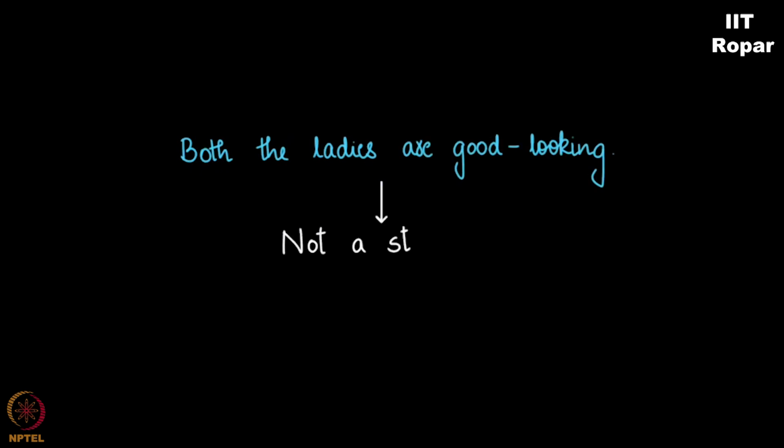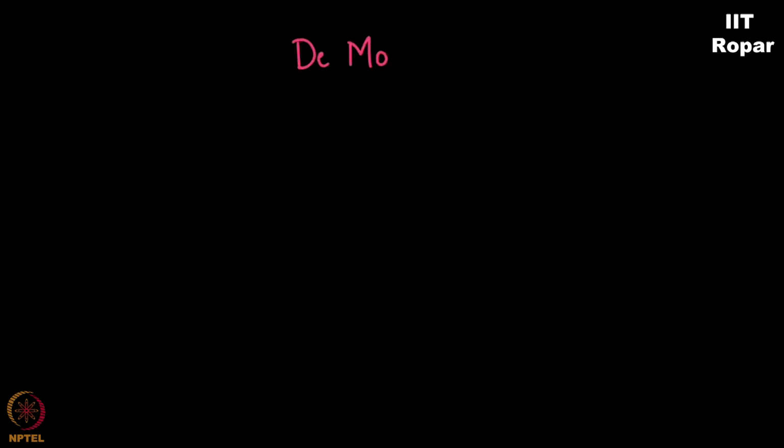You would have observed that the example which I gave to explain this law, both the ladies are good looking, is actually not a statement. My choice of this example was simply because it was very easy on your minds. It is nice to see the negation of the statement. Okay, let us now look at De Morgan's law a little more closely.